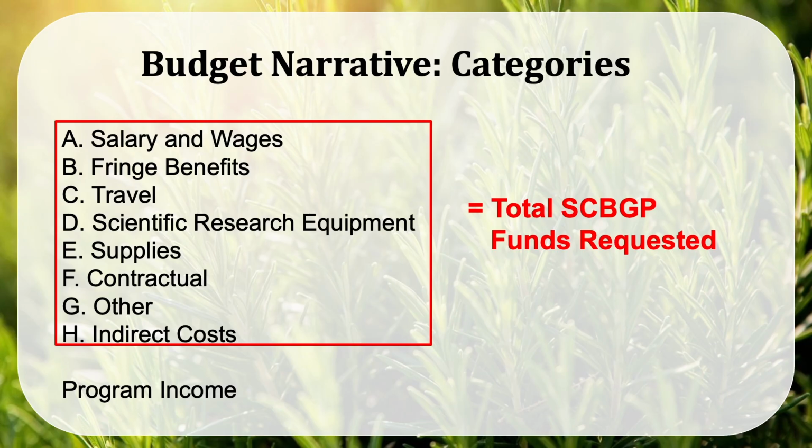Now let's review the template. The budget narrative is divided into 9 categories. The first 8 categories, A through H, will determine the total SCBGP funds requested. There is a program income category at the end of the budget narrative that should only be completed if the project includes activities that will generate income during the grant duration. I'll go over this category in more detail later in the presentation.